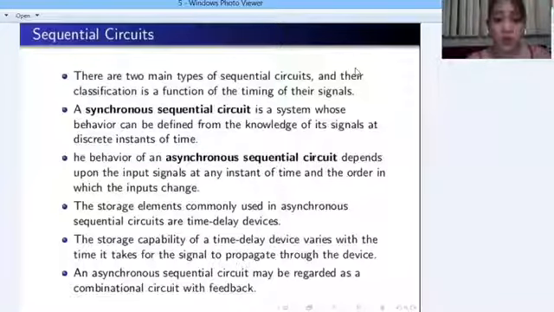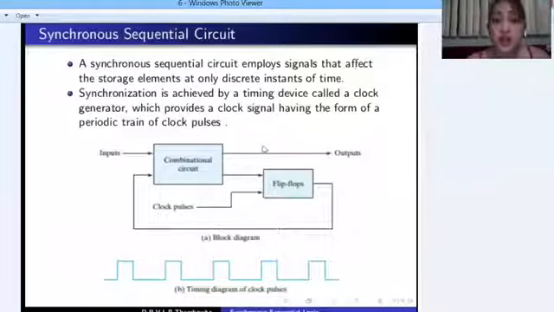The storage elements commonly used in an asynchronous sequential circuit are time delay devices. The storage capability of a time delay device varies with the time it takes for the signal to propagate through the device. An asynchronous sequential circuit may be regarded as a combinational circuit with feedback. Okay. So, a synchronous sequential circuit employs signals that affect the storage elements at only discrete instants of time.